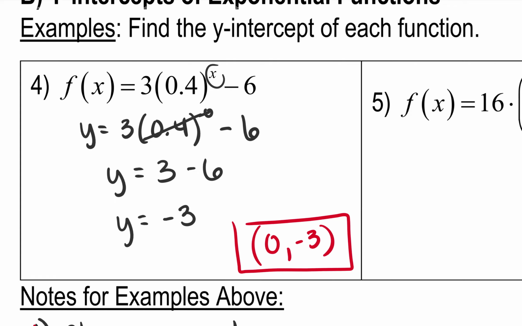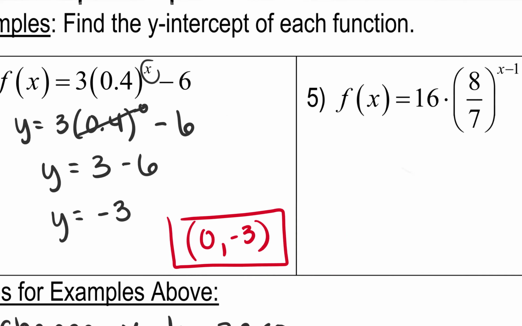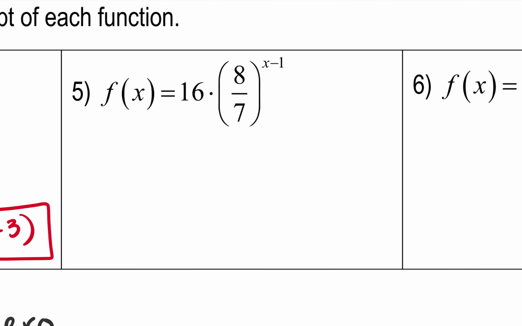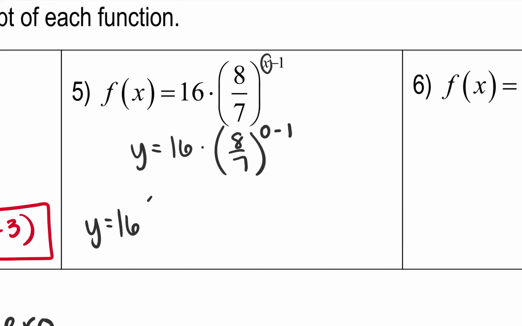Okay, so that's all we're doing. Change x to 0, solve for y, write my answer. Okay, so a 0 exponent just goes away because it's a 1. I don't really need to write that. So now look at the next one, number 5. I would do y equals 16 times 8 over 7, and now I change this x to a 0 minus 1. Okay? Now I have a number, I actually have to do something. So I do 0 minus 1, I get y equals 16 times 8 over 7 to the power of negative 1, because 0 minus 1 is negative 1.